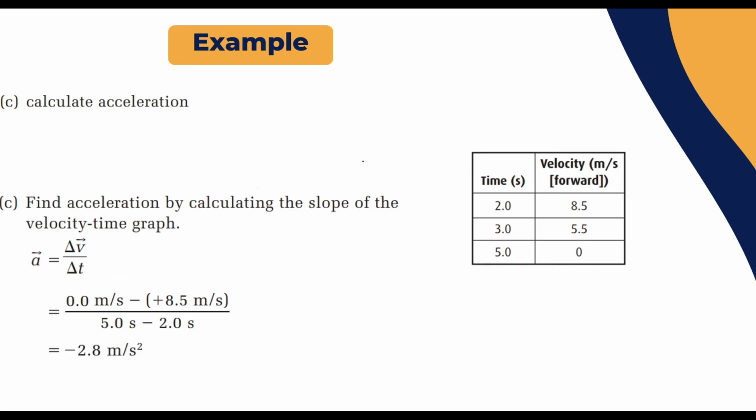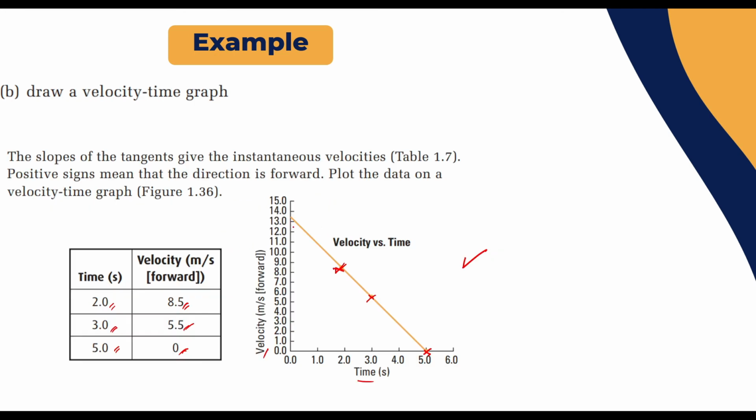Now the third part, calculate the acceleration. Easily, since we already have the velocities and we have the time table over here, we can easily find the acceleration by using this equation, change in velocity over change in time. Final velocity was 0, minus initial velocity was 8.5 in this case, over final time was 5, initial time was 0, that would give you minus 2.8 meters per second squared. Why do we say minus? Because if you look at the graph, as time moves on, the velocity is decreasing, which we call deceleration in this case. So it makes sense to have a minus value for that acceleration.